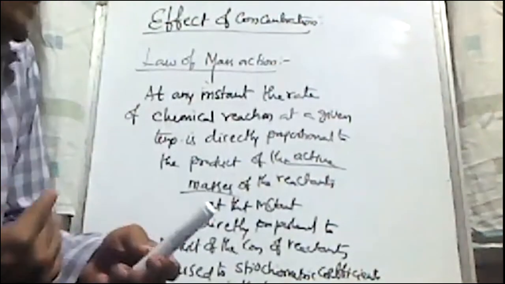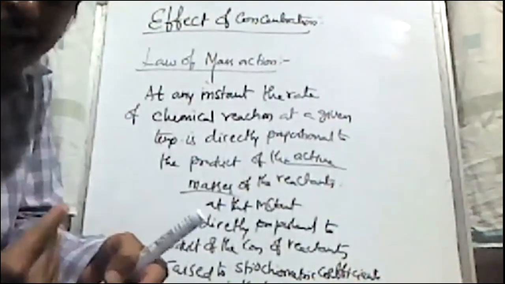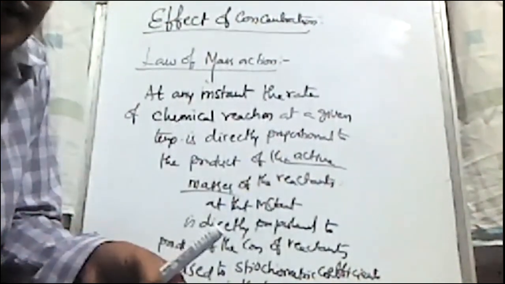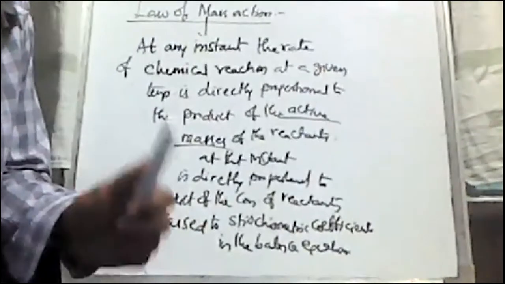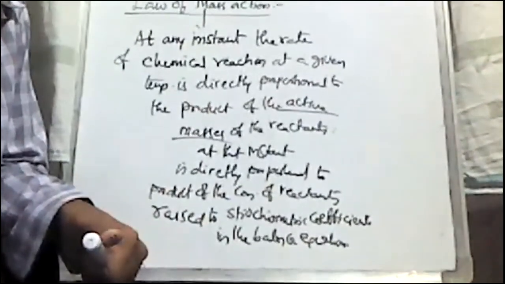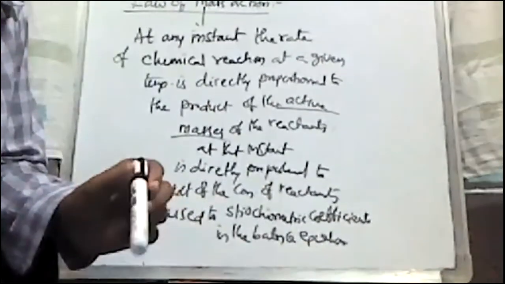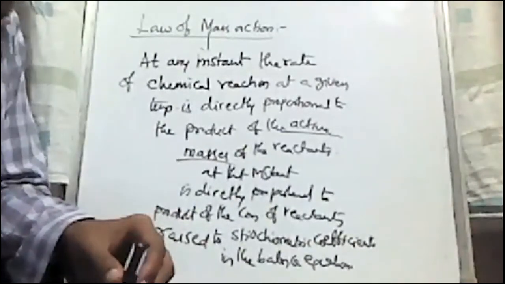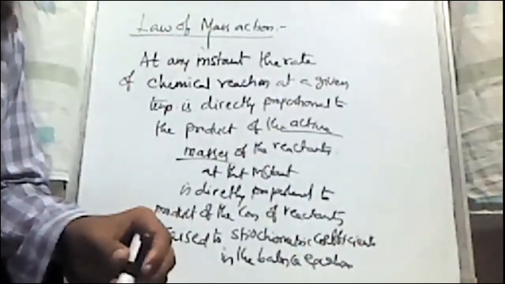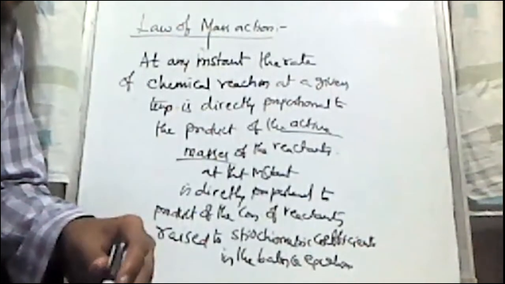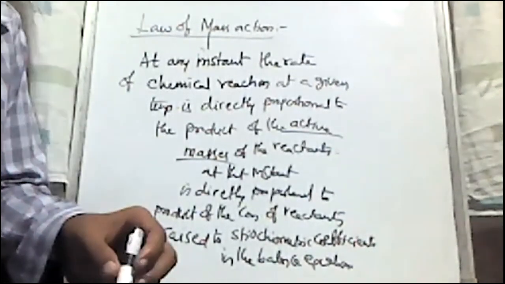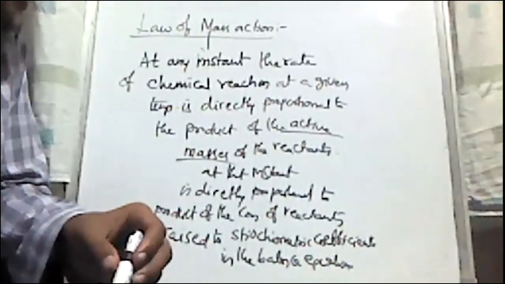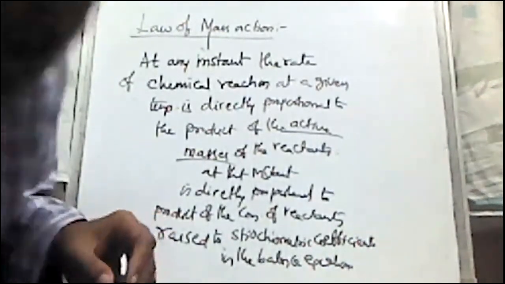According to this law of mass action, the rate of chemical reaction is directly proportional to the product of the active masses of the reactants. Or, the rate of chemical reaction at a given temperature is directly proportional to the product of the concentrations of the reactants, which are raised to stoichiometric coefficients in the balanced equation.